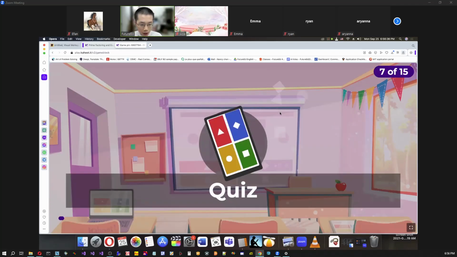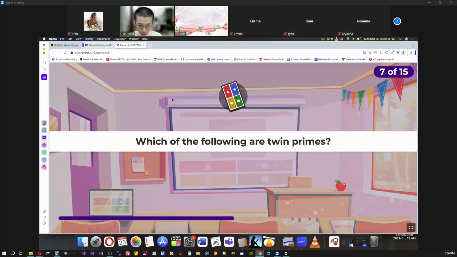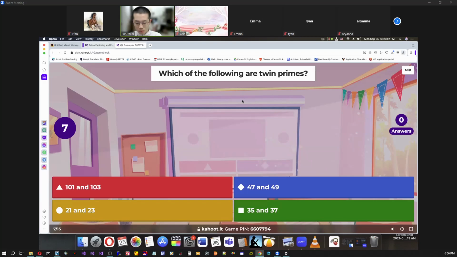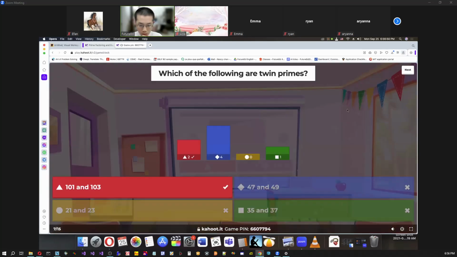Okay, that is moving up. Oh, by twin primes, I mean numbers that are both prime. Okay, this one was actually pretty hard. I don't think I should have put it in here, but yes, the correct answer is actually 101 and 103.